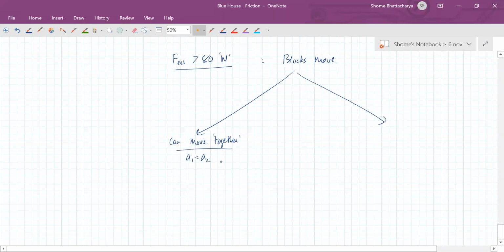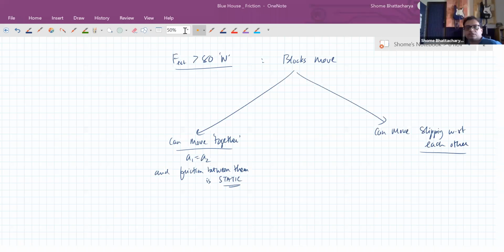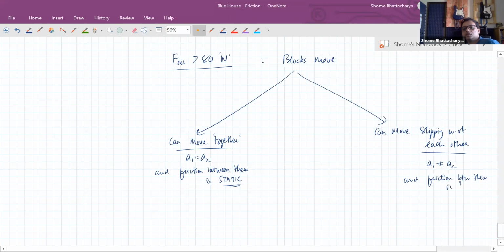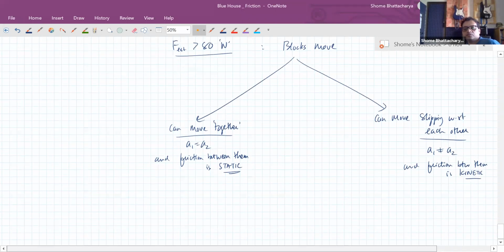So A1 is equal to A2 and the friction between them is static friction. Or they can move slipping with respect to each other. Which of these two is happening will again depend on the amount of external force we are applying. So in this case, A1 is not equal to A2 and the friction between them is kinetic friction. So let us see how we will gauge the condition that which of them is happening.